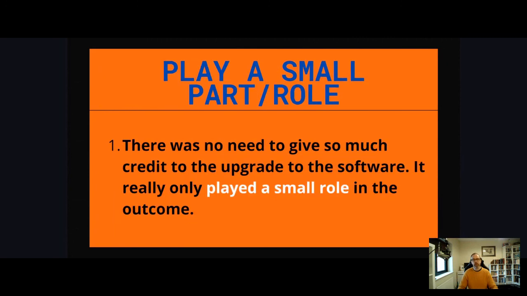But play a small part or role. It's pretty self-explanatory. If you're playing a small part or a small role in something, it's not very significant. It's just more like support staff. You're just sort of keeping things going. There was no need to give so much credit to the upgrade to the software. It really only played a small role in the outcome. So it wasn't very significant.